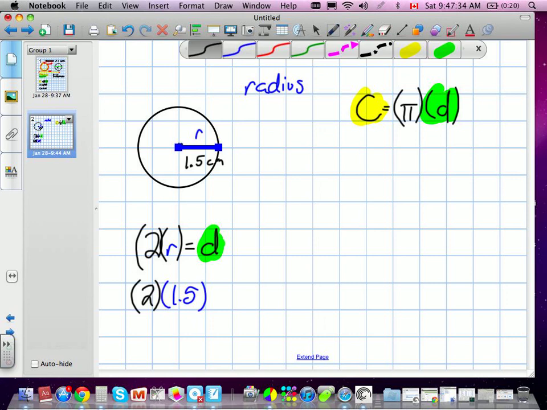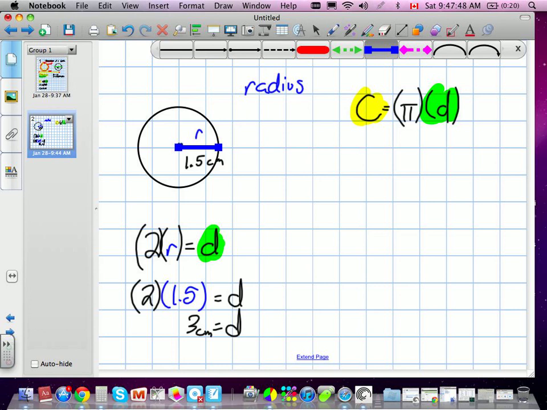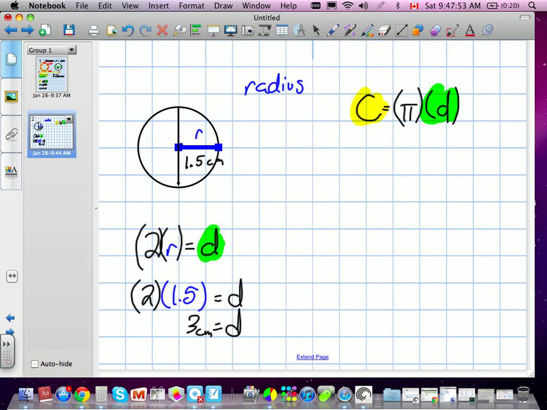Okay, so we'll highlight the same stuff we had before. Here's our circumference. We're going to try to find the circumference. Now, we'll have to find the diameter also. Remember, diameter can go any which way. So if our radius is 1.5, this is 2 times 1.5, which is equal to our diameter. So our diameter is going to be equal to what number?